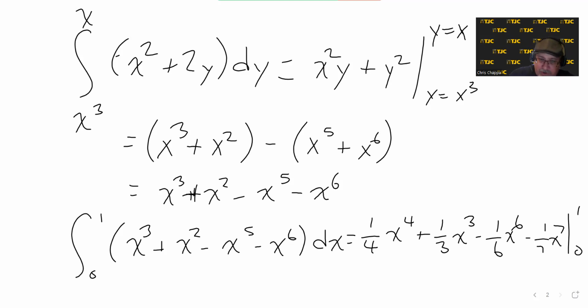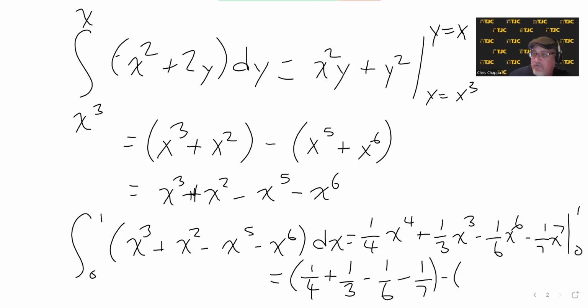Luckily, 0 will annihilate the antiderivative, so we really just have to focus on the 1, but the 1 is easy because 1 to any power is 1. So basically, we're just combining the coefficients: 1/4 plus 1/3 minus 1/6 minus 1/7. And again, the evaluation of the antiderivative at 0 is 0, so that's virtually ignorable.